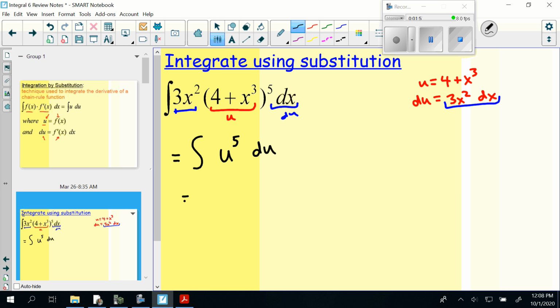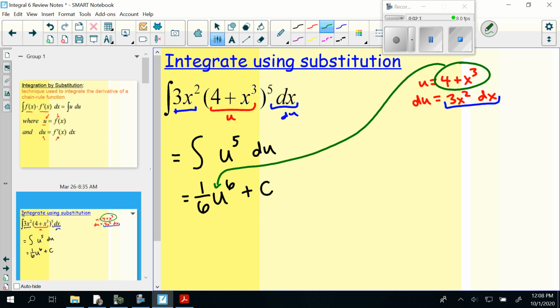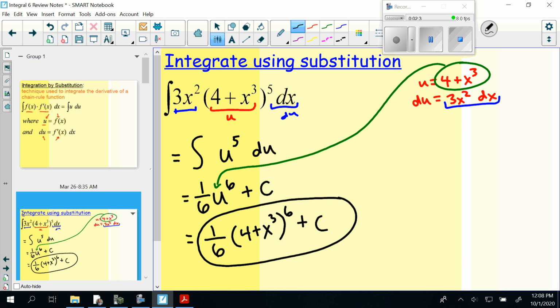So here we would go up a power to 6, put the reciprocal in front of 1/6 plus some constant of integration, because there could be a constant there where we take the derivative to get that. And then we substitute back in what we had u equal to. So here u is equal to this. We're going to substitute that back in now to get our final answer. So it would be 1/6 (4 plus x cubed) to the 6th power plus c. That would be our antiderivative right there. If we took the derivative of that using chain rule, we should end up with the same function that was in our integral to start with.